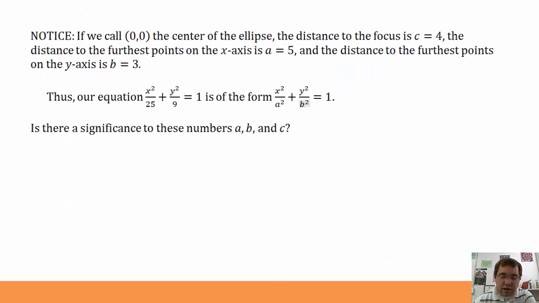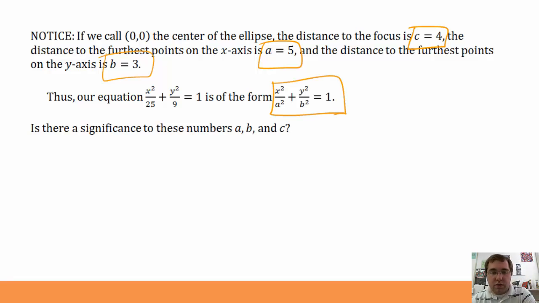So, if we call (0, 0) the center of the ellipse, the distance to the focus is what we'll call c, which is 4. The distance to the furthest points on the x-axis is what we'll call a, which is 5. And the distance to the furthest points on the y-axis is what we'll call b, which is 3. Thus, our equation, x squared over 25 plus y squared over 9 equals 1, is actually of the form x squared over a squared plus y squared over b squared equals 1, where a is 5, so 5 squared is the 25 that we had, and b is 3, so 3 squared is the 9 that we had.